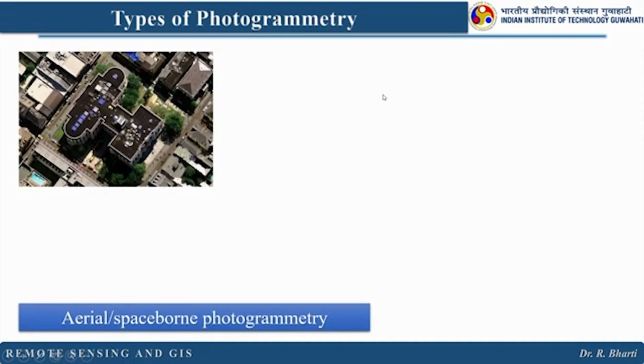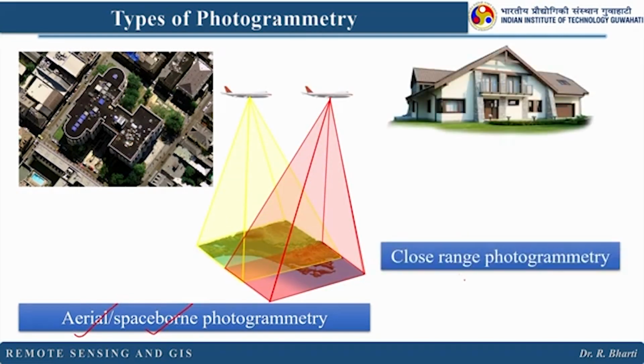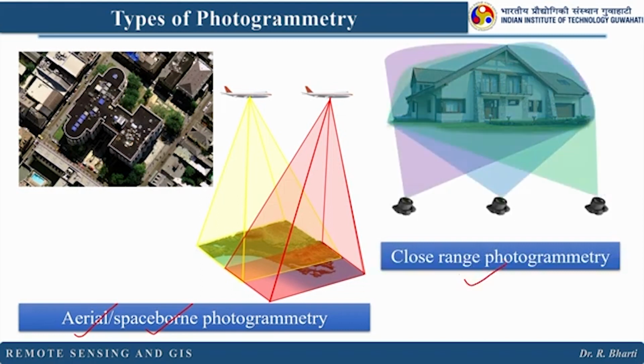Now there are different types of photogrammetry. The first one is aerial photogrammetry or space-bound photogrammetry, and the next one is close range photogrammetry. Here you can see the different acquisition modes for these types. In aerial and space-bound photogrammetry, we rely on sensors placed in space or in an aircraft, and there we acquire the same area from two different positions, and we use that to identify the shape, size and other properties of the target.